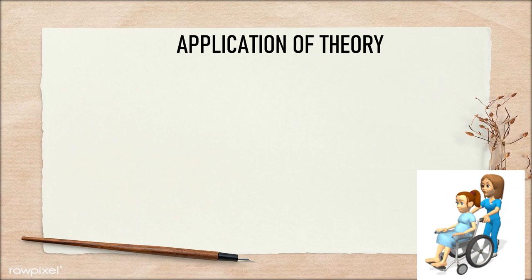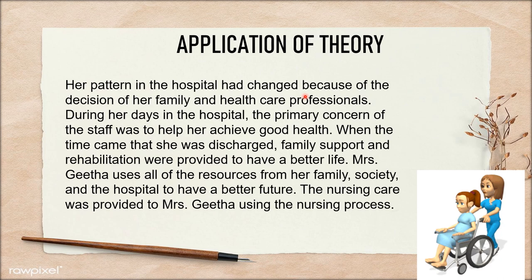Her pattern in the hospital had changed because of the decision of her family and healthcare professionals. During her days in the hospital, the primary concern of the staff was to help her achieve good health. When the time came that she was discharged, family support and rehabilitation were provided to have a better life. Mrs. Geta uses all of the resources from her family, society, and the hospital to have a better future. The nursing care was provided to Mrs. Geta using the nursing process.